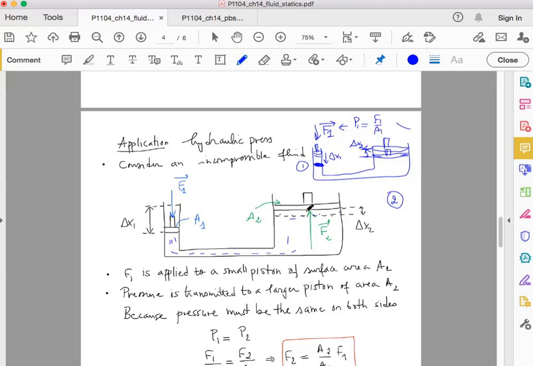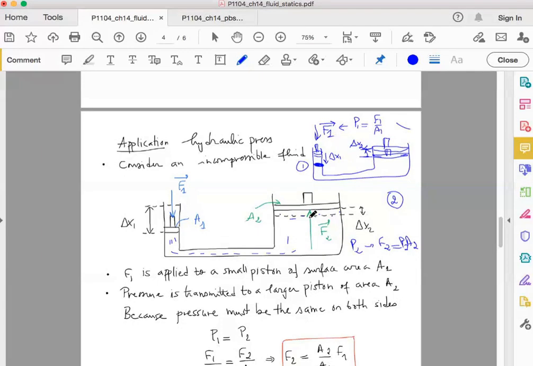Okay, and we present this pressure P2 by a force F2, where F2 is equal to P2 times A2. So we associate with this pressure a given force, وكأنه في force عم بتشده لهالبستون. So the goal here in this application is to find a relation between F1 and F2.